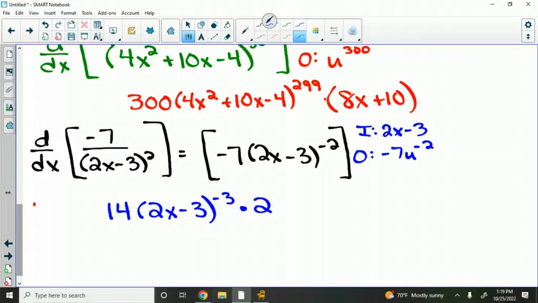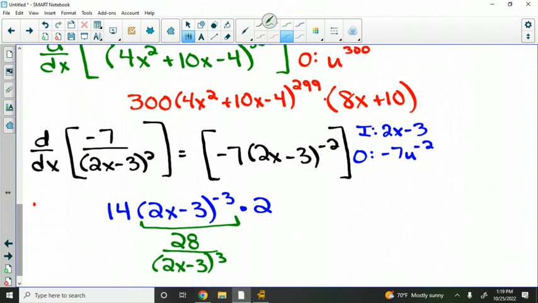But we have a negative exponent, and we need to fix that. So we're going to take this part right here and bump it down to the bottom. So what's left on the top is a 14 times a 2. So I'm going to make that 28. And then on the bottom, I'll have 2x minus 3 cubed. And there would be my answer.